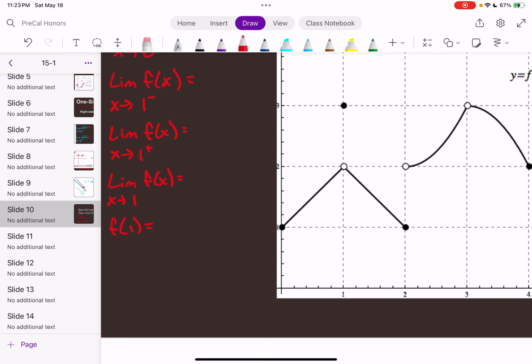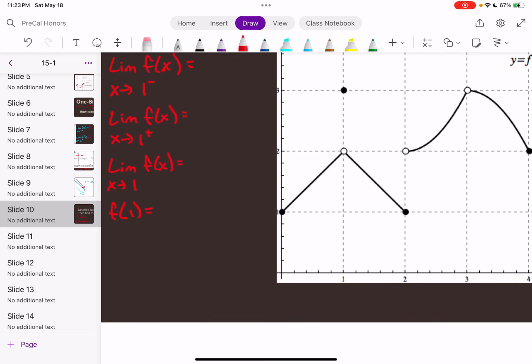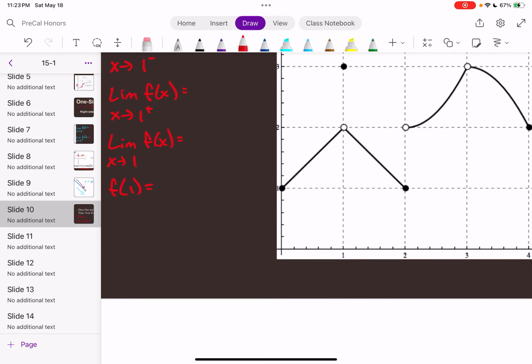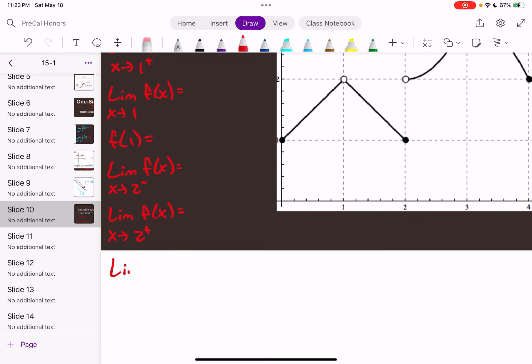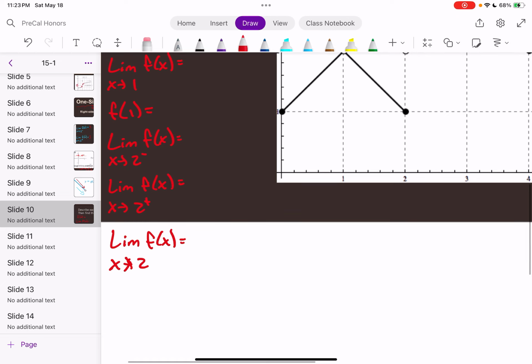We would do the same thing as x approaches 2. The limit of f of x as x approaches 2 from the negative side. The limit of f of x as x approaches 2 from the positive side. The limit of f of x as x approaches 2, and f of 2. Let's go ahead and work the right side of this graph.